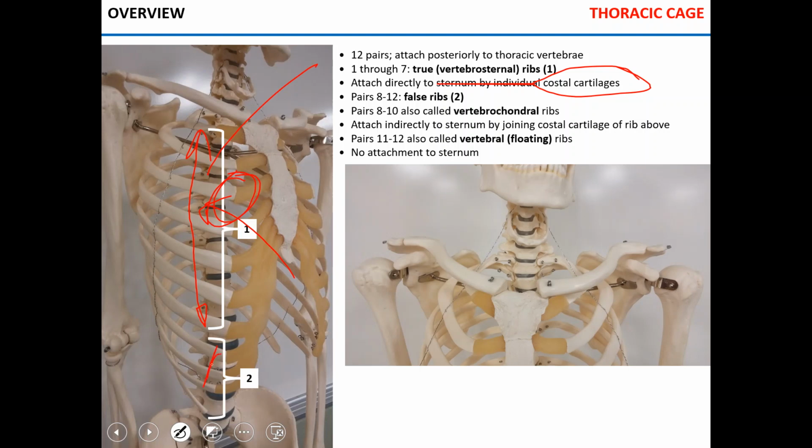8 through 10, these ones, are sometimes referred to as vertebrochondral ribs, meaning that the head still articulates with the vertebrae. With the tails, they are attached to the sternum rather indirectly through the costal cartilage, which in turn attaches to the sternum. And finally, 2 vertebral ribs, 11 and 12, shown here. Those are floating ribs. They are attached only to the vertebrae, and there is no attachment to the sternum.